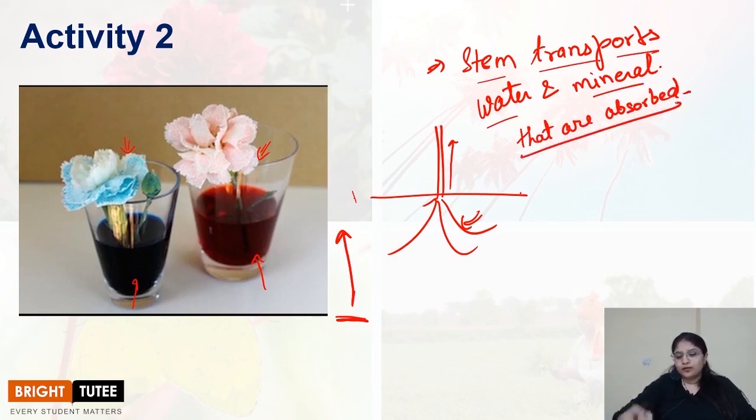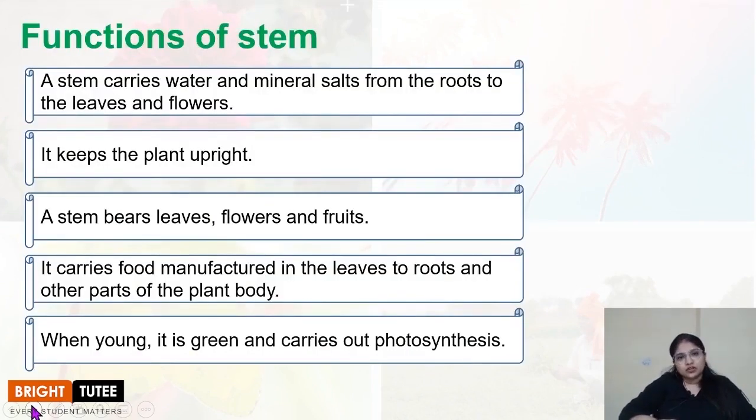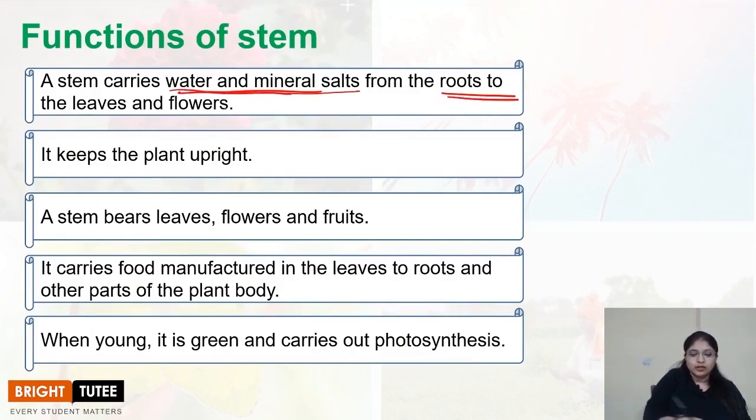Right, students? So in this way, we see how the stem plays a very important role and it is a very, very important part of the plant. It has various functions, right? So let's just enumerate these functions. First of all, the stem carries water and mineral salts from the roots to the leaves and flowers, right? So to the different parts of the plant, it helps in the transportation of water and minerals. It keeps the plant upright, that means it helps in supporting the plant.